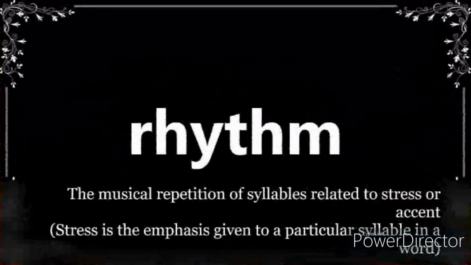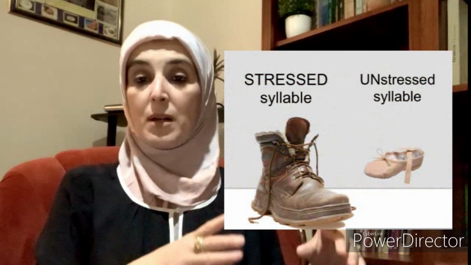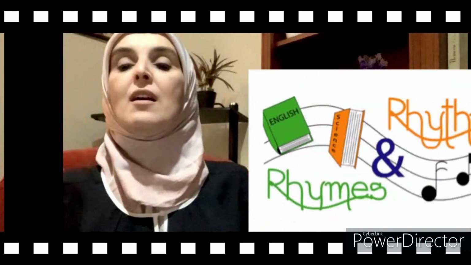So let's start. The rhythm is the musical repetition of syllables related to stress or accents. So we have the combination of stressed and unstressed syllables in a word, then in a line of a poem. Let's give the types of these rhythms.